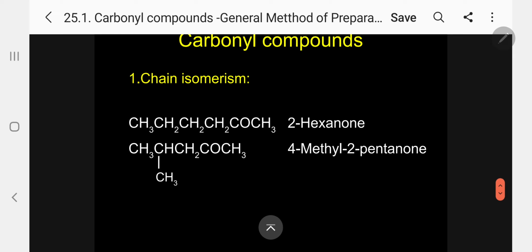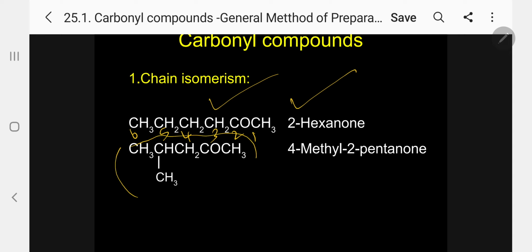Under chain isomerism, kindly follow. Under the ketones, 2-hexanone has 6 carbon atoms: 1, 2, 3, 4, 5, 6. It is 2-hexanone. And this is another one, kindly follow. If you take the common name, this is normal hexanone, this is isohexanone. So IUPAC 2-hexanone, then this is 4-methyl 2-pentanone. Numbering is 1, 2, 3, 4, 5. 4-methyl 2-pentanone. So this is the chain isomerism.